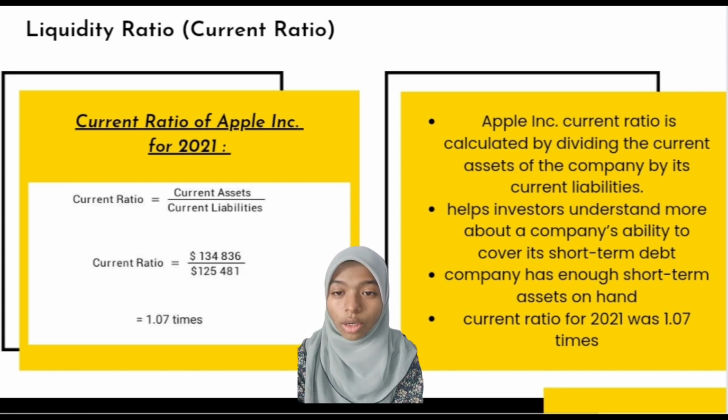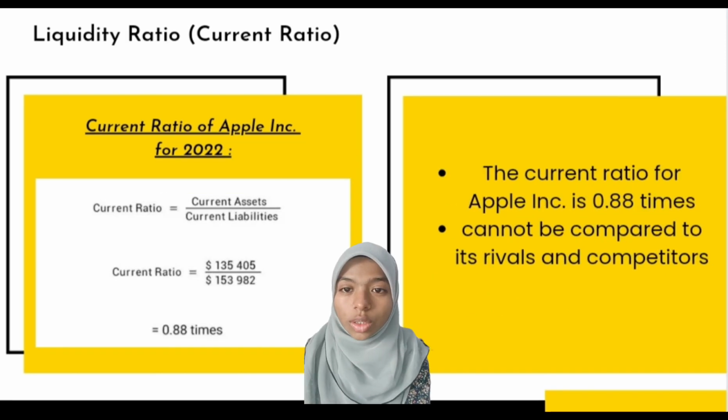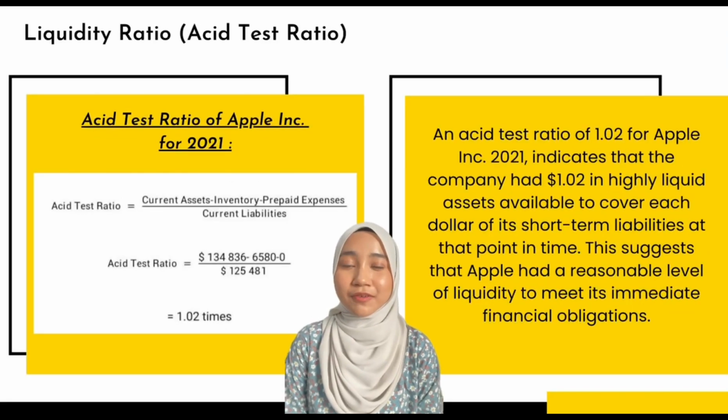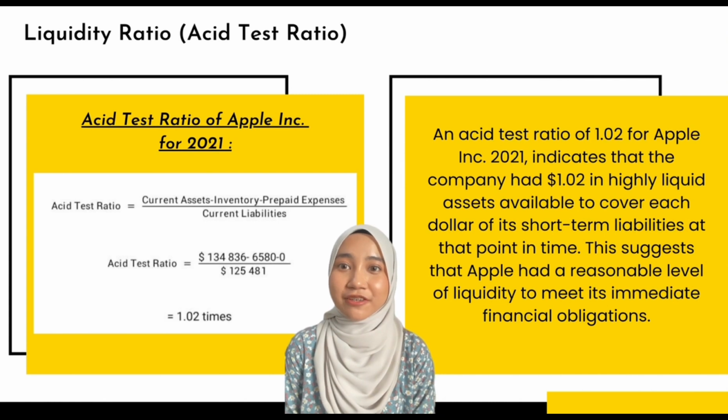According to the calculation above, the current ratio for 2021 was 1.07 times. This means that if all of Apple's current liabilities were to become due immediately, the business could cover all of its obligations. At the end of 2022, the current ratio for Apple Inc. is 0.88 times. This indicates that Apple Inc. cannot be compared favorably to its rivals and competitors, since it lacks sufficient current assets to pay down all of its short-term debt.